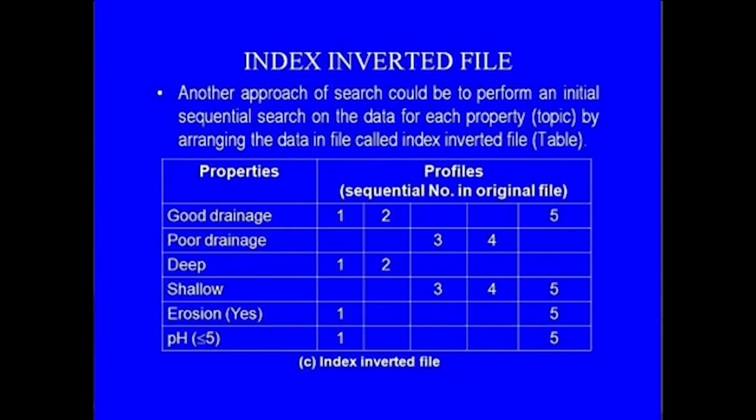Similarly, we can find out whether the soil has the potential of erosion or not. We can search the file and find out all soils which have erosion capabilities or which have been generated from eroded material. These are 1 and 5, and so on.